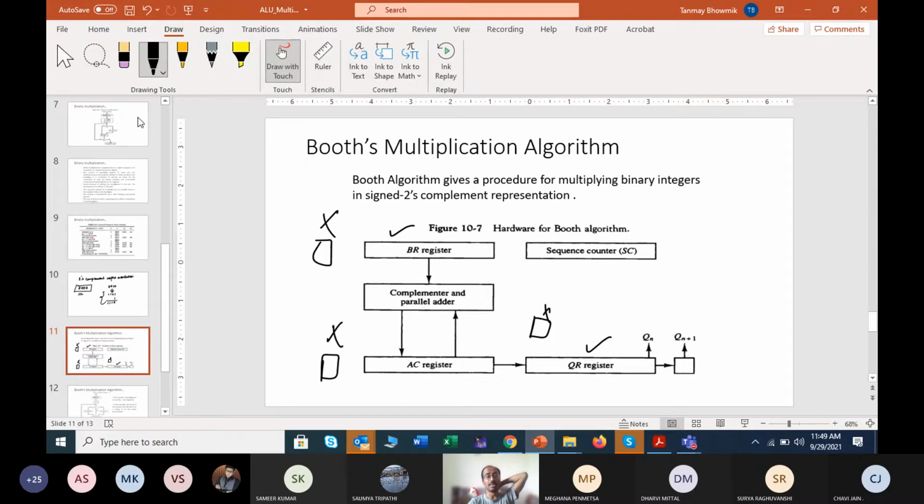But initially, when you think only about the register configuration, you will see that there is no separate sign bit, right? So this is the first point of consideration of our Booth's algorithm register configuration. Now, all the other things are almost the same. BR register was there, QR register was there, sequence counter was there, complementer and parallel adder also was there, right?